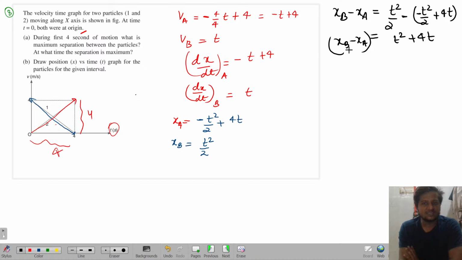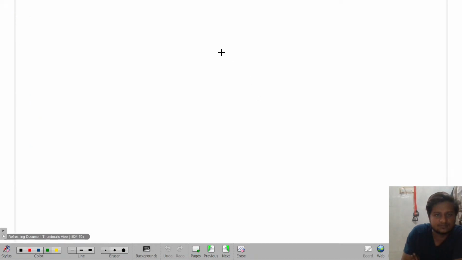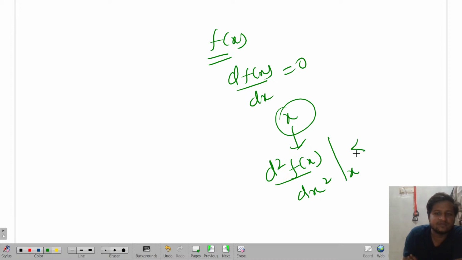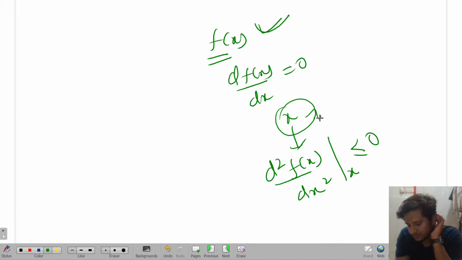Now you try to see. I want this separation to be maximum. And how to calculate the maximum? As I have told you, if you have any function of x and you want this function to be maximum, first you need to put d of f(x) by dx equal to 0. You'll get one solution of x from that. Then you calculate d2 of f(x) by dx square at that position of x. If this is less than 0, then your function is maximum at this point x. Yes or no? Good or not, everyone?